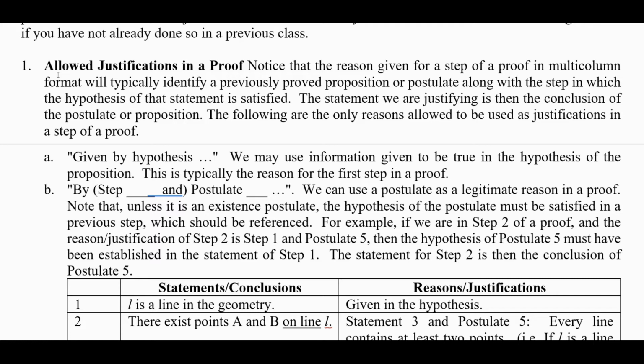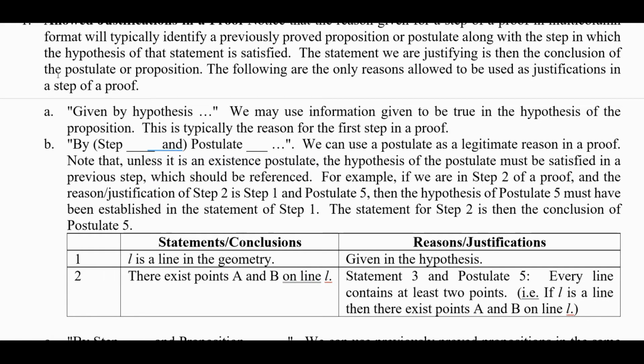So note that unless it's an existence postulate, the postulates are basically if-then statements. So the hypothesis of the postulate must have been satisfied in the previous step, which should be referenced. For example, here's a little piece of what might be the start of a proof. Say we're in step 2 of a proof, and the reason or justification of step 2 is step 1 and postulate 5. Then the hypothesis of postulate 5 must have been established in the statement of step 1, and then the statement of step 2 is the conclusion of postulate 5.